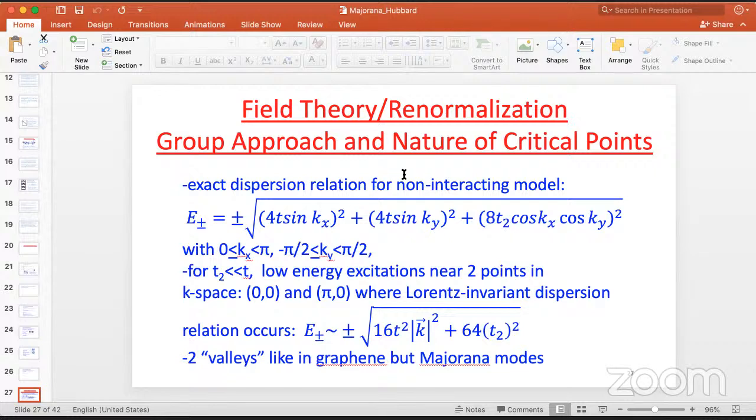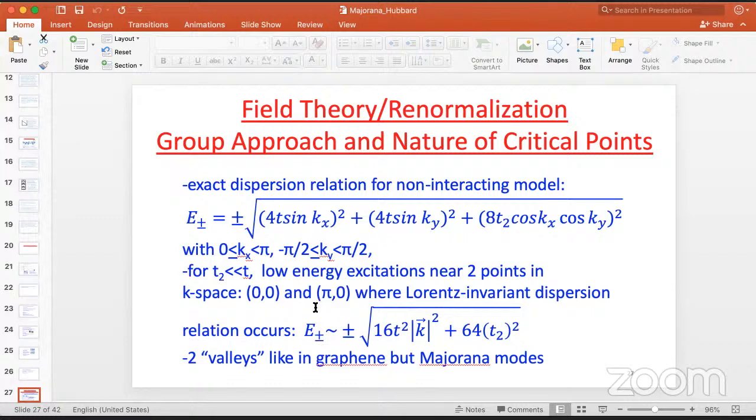For the non-interacting case, we can find the exact dispersion relation. If T2 is 0, we get just plus or minus the square root of 4t sin kx squared plus 4t sin ky squared. So we get a gapless dispersion relation. If T2 is included, we get a gap. And if T2 is small enough, we actually get a Lorentz invariant dispersion relation. It looks a little bit like graphene, but we have Majorana modes instead of Dirac fermions. Now we have a small mass, which is determined by T2.